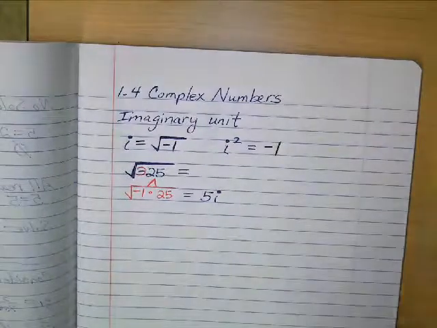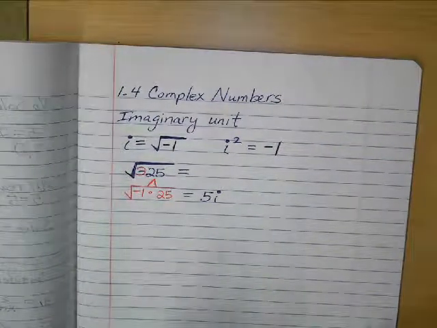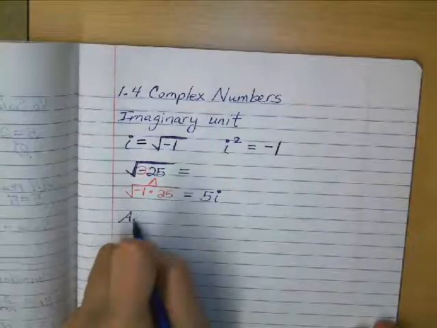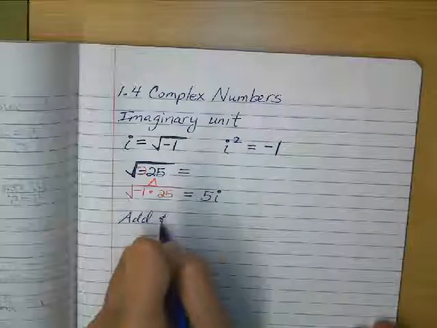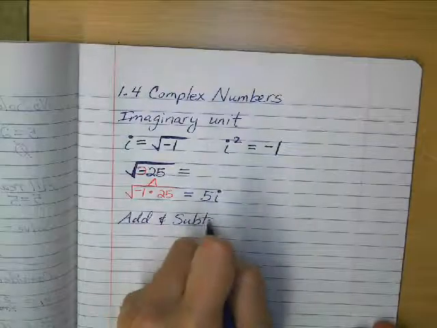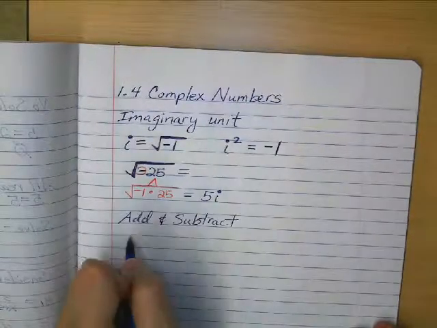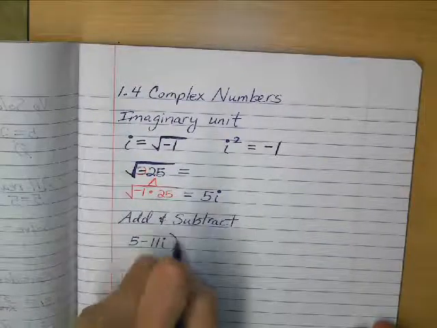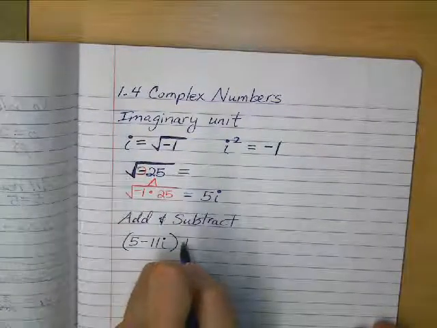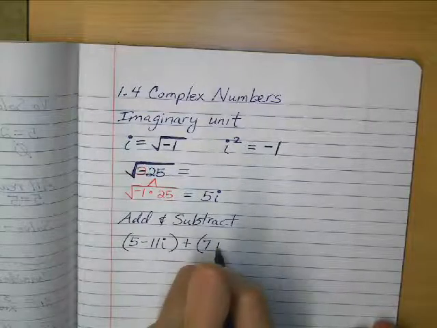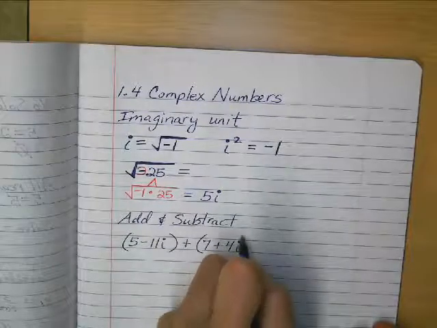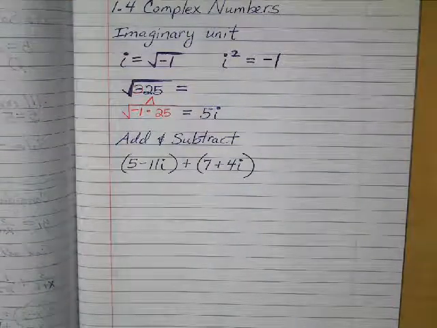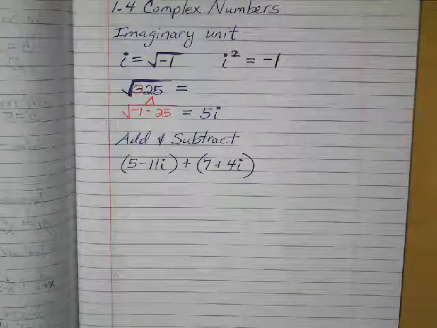So you're going to be seeing these imaginary numbers on lesson 1.4. You need to be able to add and subtract them. So we'll go over one of those. Add and subtract. Like if I had 5 minus 11i plus 7 plus 4i. You're going to have to be able to add and subtract complex numbers.